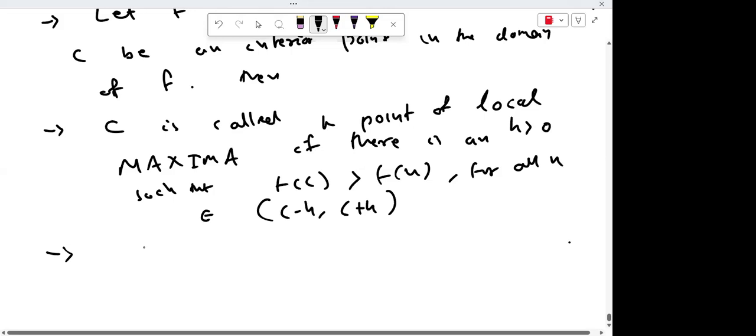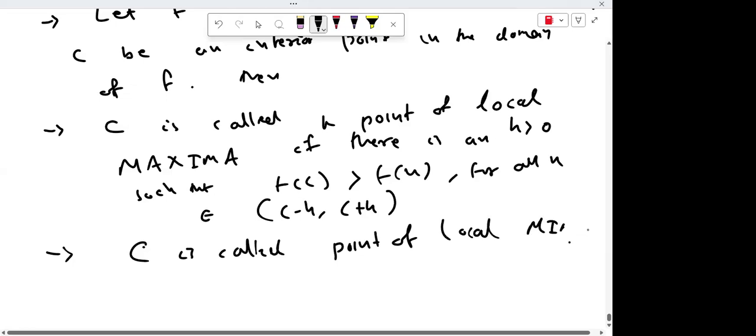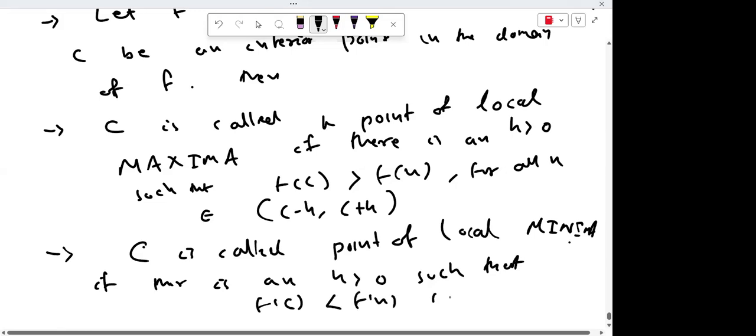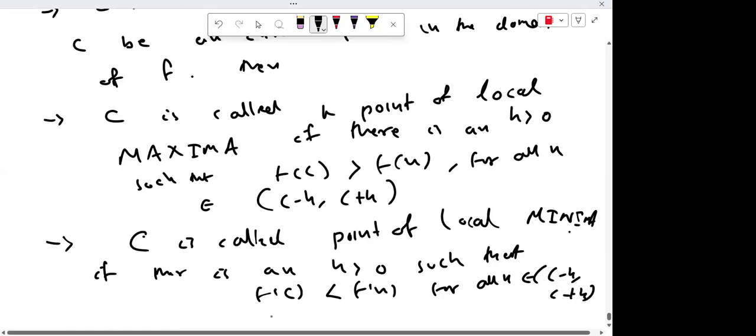Same way, c is called a point of local minima if there is an h greater than 0 such that f of c is less than f of x for all x belonging to (c minus h, c plus h). Note it down.